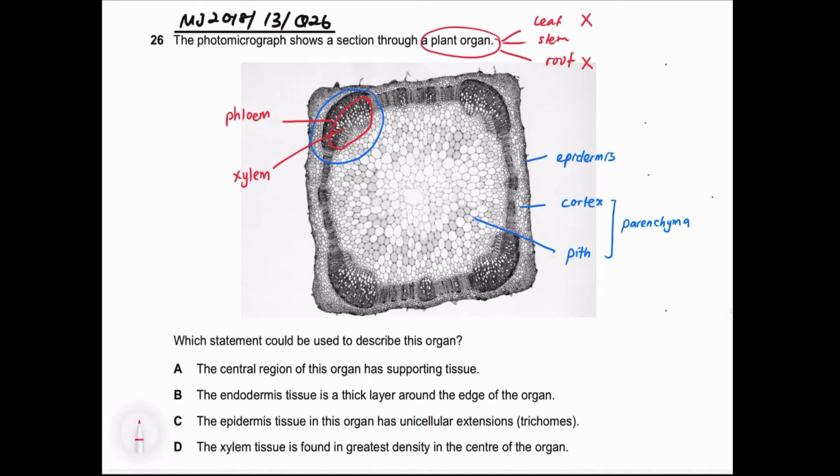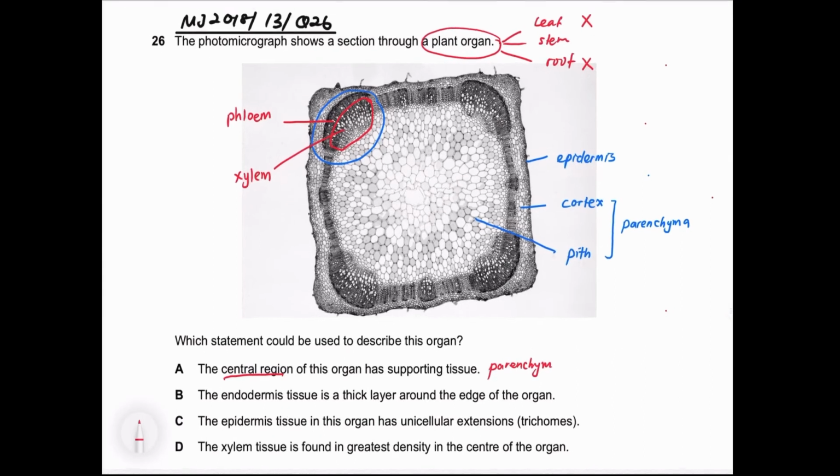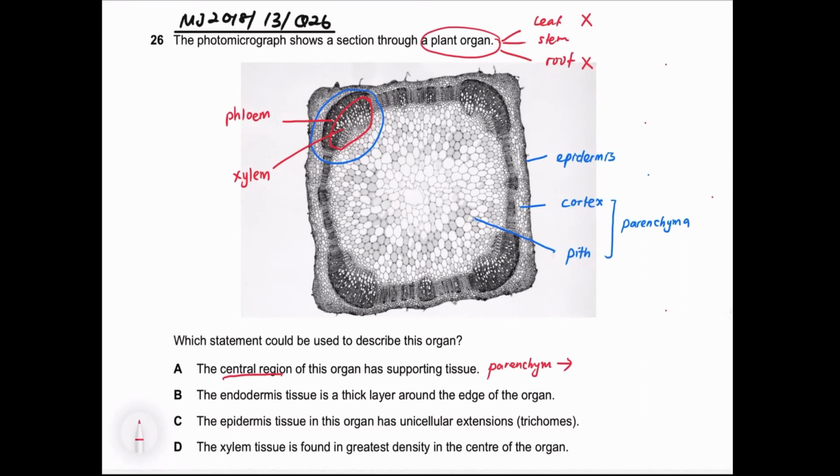Then let's look at all the choices. A. The central region of this organ has supporting tissue. The central region is actually made up of parenchyma, which is the pith. This is for packing and storage, not for support.